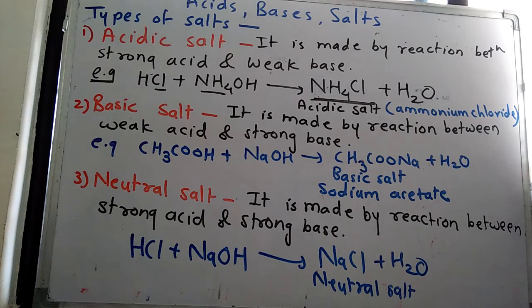Now the third type of salt is neutral salt. A neutral salt is made by the reaction between a strong acid and a strong base. If we have a strong acid like HCl and a strong base like NaOH, both react with each other, then it will form a salt NaCl, that is a neutral salt. So these are the three types of salt: acidic, basic and neutral salt.